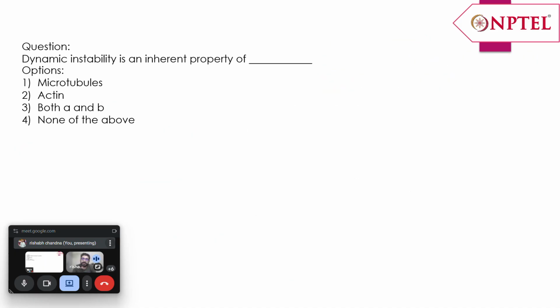Dynamic instability is an inherent property of which of the following? Which answers can be correct? Okay, any more answers? So the correct answer is option 1. It is only associated with the microtubules.